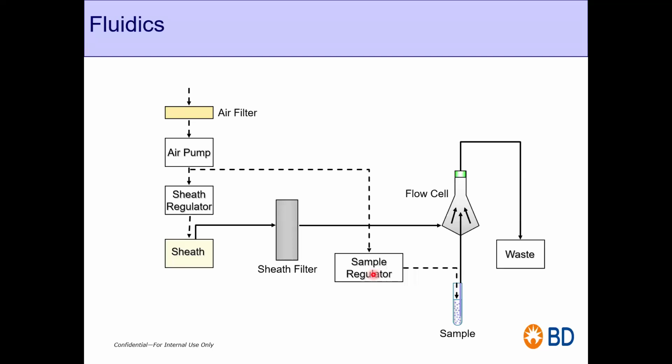So there is one question from my side to you guys. What does this regulator do first? It regulates the pressure. It makes the flow. It continues the flow inside the machine, and the sample regulator also continues the flow of the sample inside the machine. Okay. Now let me ask you this question that you can write in the chat box. Which pressure should be more? The sheath pressure or the sample pressure?